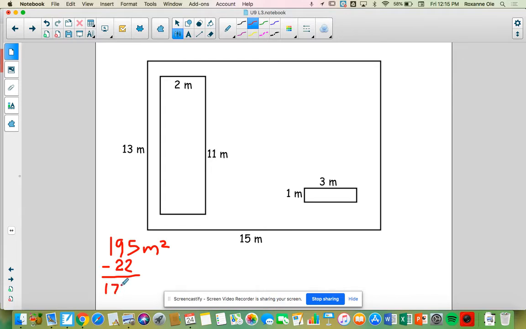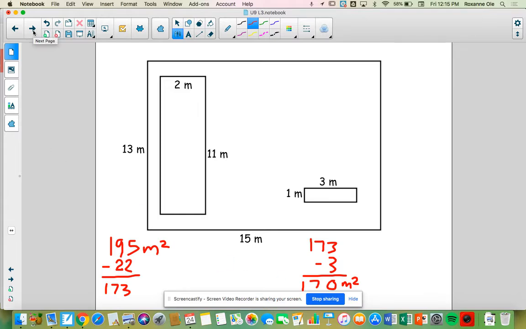But we're not done because we also have to take off the desk. So I'll just put the 173 over here. We're also going to take off the area of this desk. So 3 times 1 is 3. So we're going to subtract that as well. And what are we going to end up with? 170. Now what are our units? Meters squared. Okay, so the area of the floor that needs to be tiled is 170 meters squared.